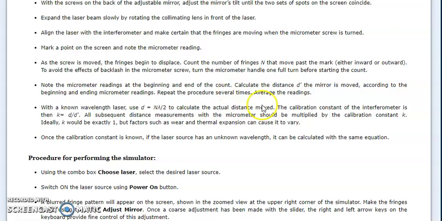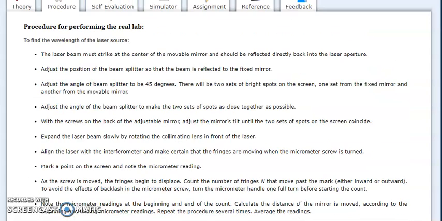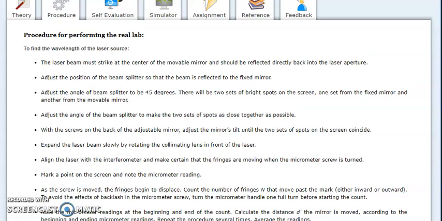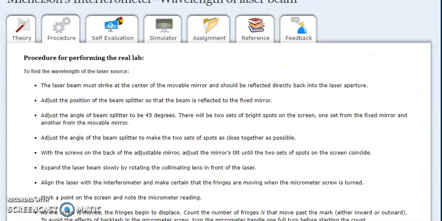So now we directly go to the simulator. By using the simulation, we will see how we do this experiment. Now we are going to move into the simulator. In the simulator, first we need to select the laser source. Krypton is available, helium neon is available.